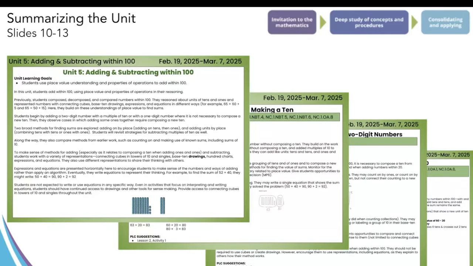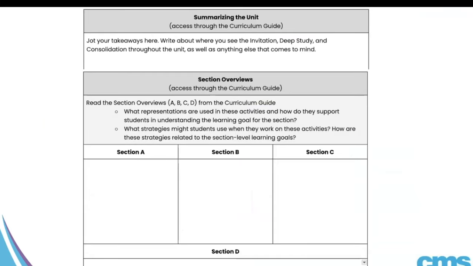I would like to invite you to return to the Unit 5 curriculum guide. On slides 10 through 13, read through the overview and the summary of the sections. Feel free to jot down any notes in your note catcher section you see here after you read or while you're reading. Think about where the invitation, deep study, and consolidation show up throughout the unit. Pause here and spend about 5 minutes on this task.